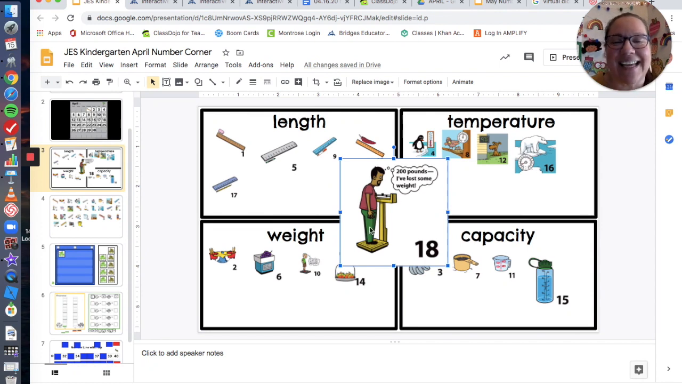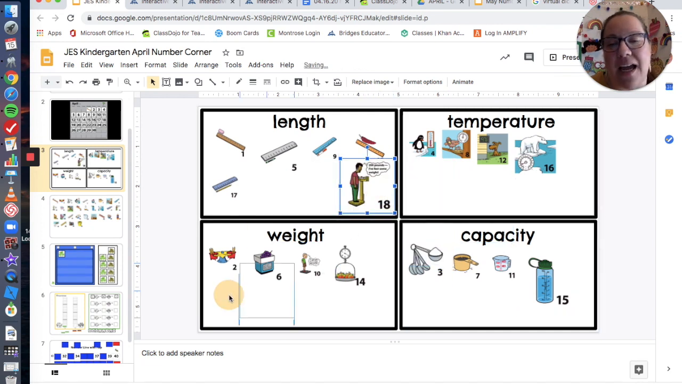So it looks like a dad, and maybe he's on a diet to get skinny, right? Or maybe he's on a diet because his doctor said that his heart needs his body to lose some weight. And so he says he's 200 pounds, and that he's lost some weight. Awesome job. So you're correct. It does measure weight. So Miss Morris is going to shrink that one up, put it down here with weight.